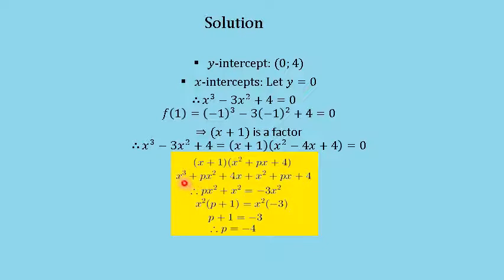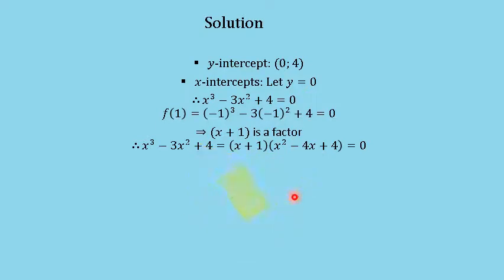Then we remove the brackets. Removing the brackets, we're going to have x^3 + px^2 + 4x + x^2 + px + 4. Therefore we have px^2 + x^2 = -3x^2. And then we take out the common factor, which is x^2. Therefore we have p + 1 = -3. And then finally p = -4. Okay, then we factorize this expression. Therefore we have x = -1 or x = 2. Then we have 2 points, which are (-1, 0) and (2, 0).